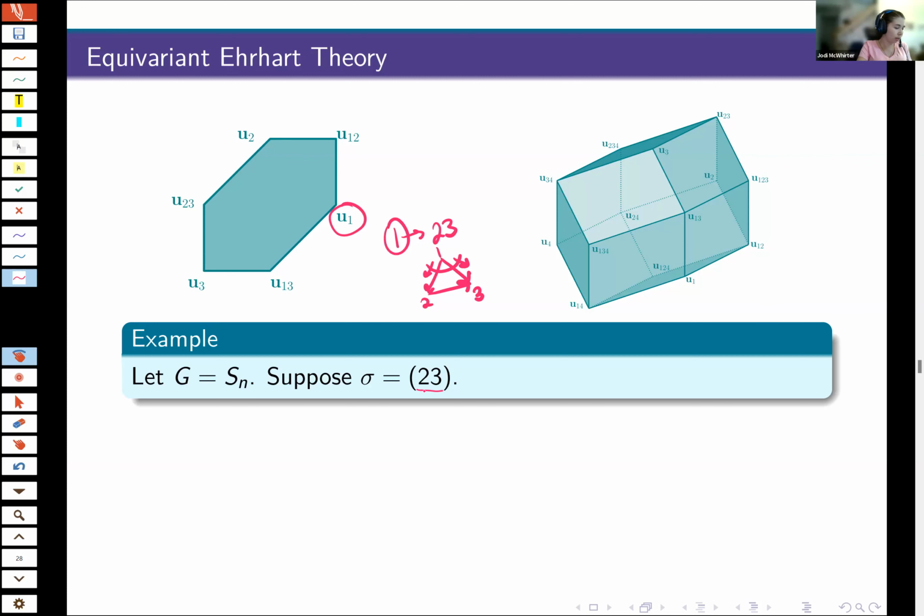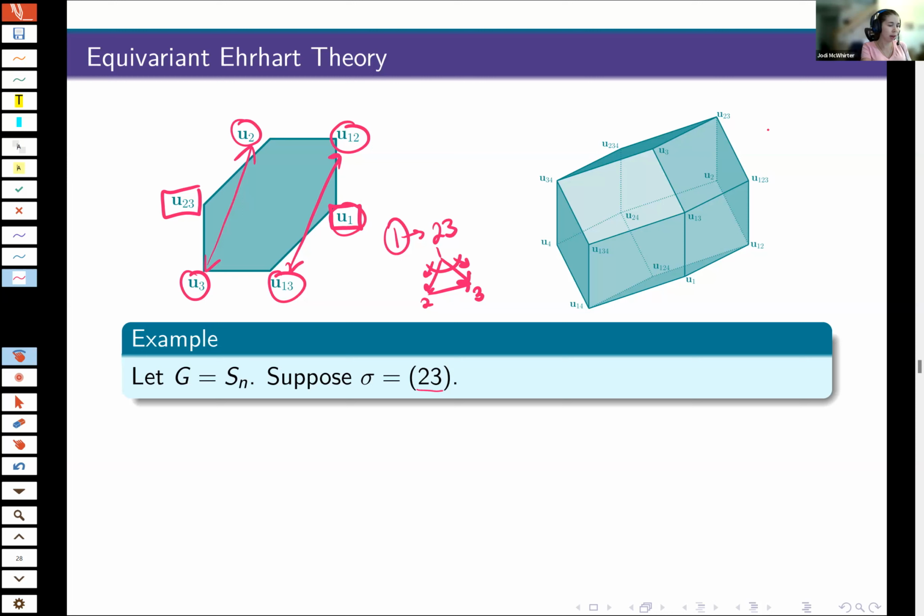So if I'm applying transposition 2, 3 to U3, well, 3 gets sent to 2, so that gets sent up here. And for this one up here, the 2 gets sent to 3, so these two switch. And same if I look at this U1,2 and U1,3, those are going to switch. If I look at U2,3, well, if I apply that permutation to the 2, 3, I'm going to get 3, 2, which is the same as 2, 3. And so that one stays fixed. And also U1 will stay fixed because it has neither a 2 nor a 3.